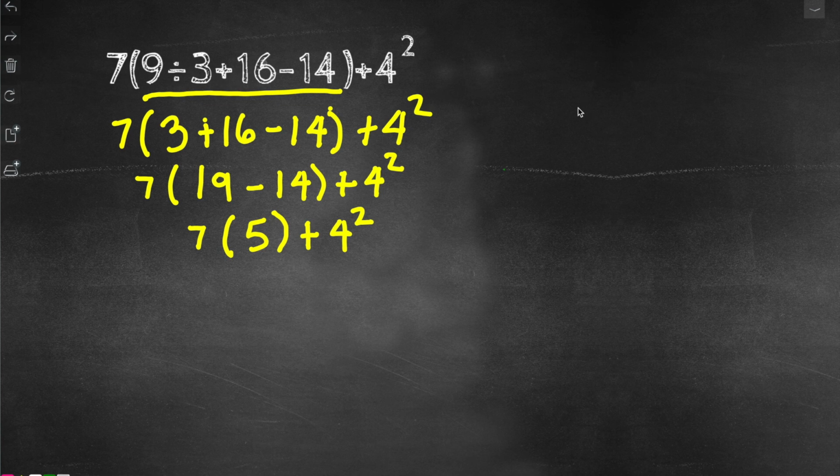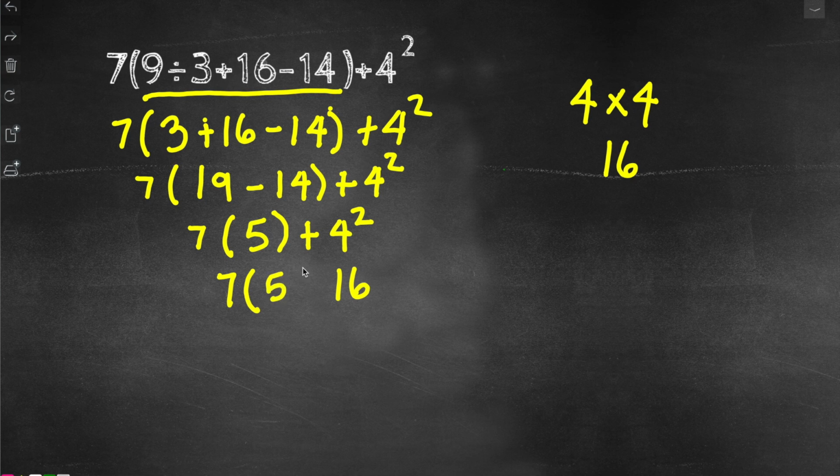If you don't remember, 4 to the power of 2 is telling you to multiply 4 two times. So 4 times 4, not 4 times 2. If I wanted 4 times 2, I would have just written 4 times 2. So don't get confused by that. This is my workspace, so 4 times 4 is 16. So over here, I put a 16. And then everything else is going to drop down. I have 7 parentheses 5 end parentheses plus 16.